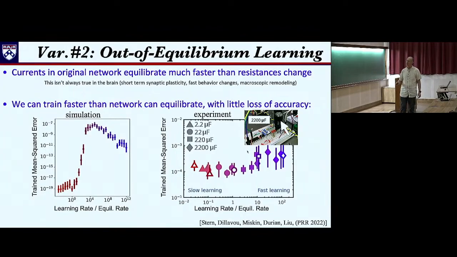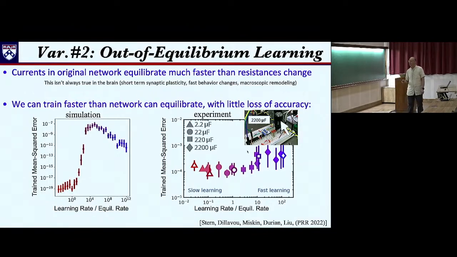So the mean squared error as a function of learning rate divided by equilibration rate: his noise floor in the simulation is really small, 10 to the minus 19. But if you start trying to learn too fast, the trained error goes up. But it didn't get too big. Look at that, to the minus 7. And it actually went down again. Sort of worse right here, hit a peak, and retrained.